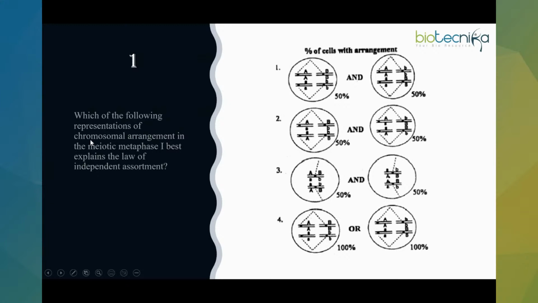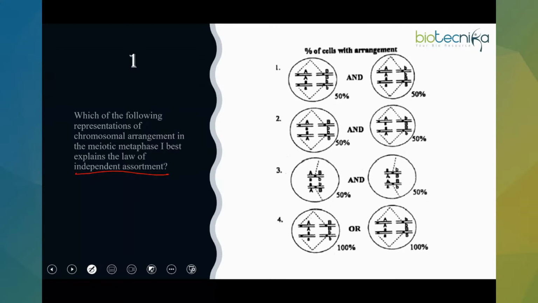So, which of the four representations of chromosomal arrangement in meiotic metaphase 1? Now, what about independent assortment? What does it say? It says that if two genes are present on different chromosomes, all the possible combinations can be there in the gamete with equal probability, right? So independent assortment says that genes which are present on different chromosomes can come together in any possible combination.